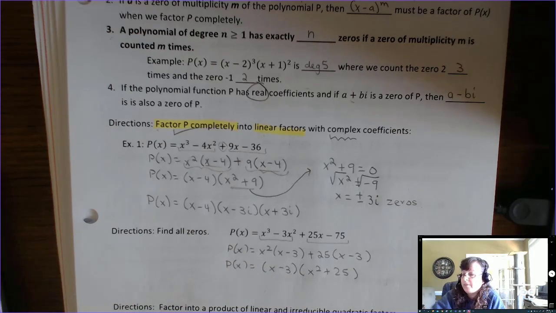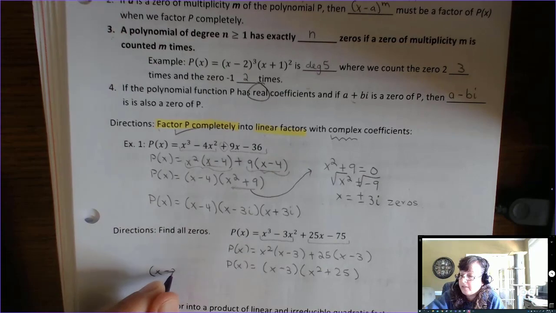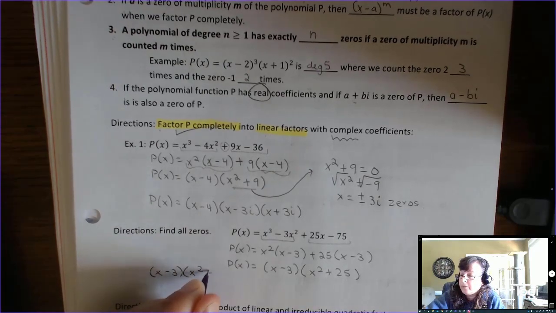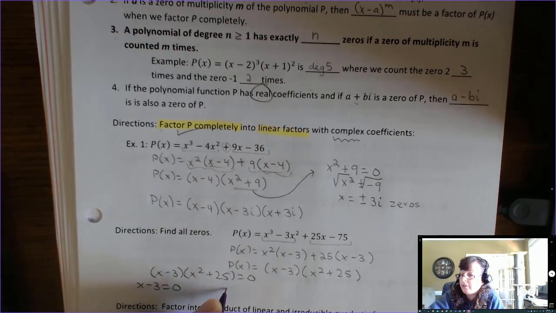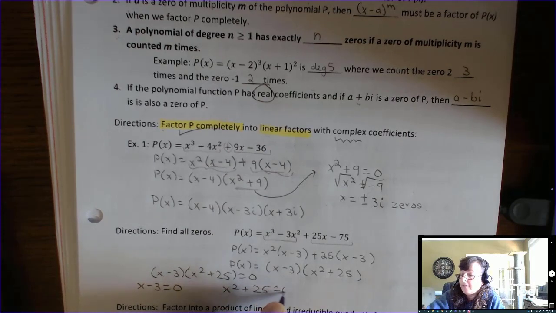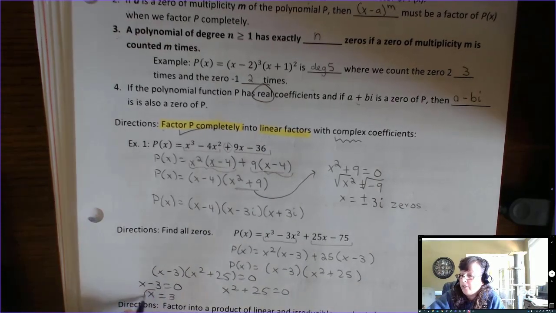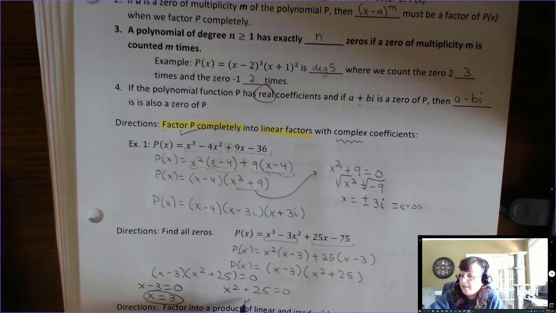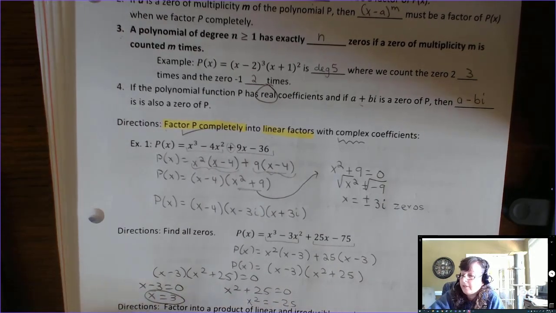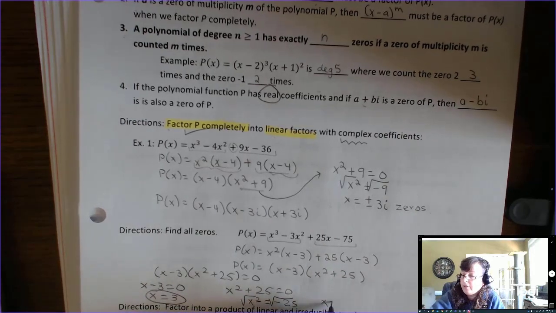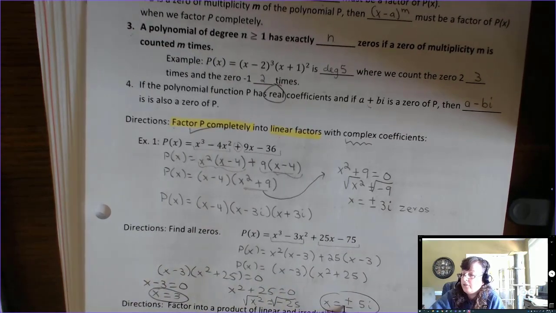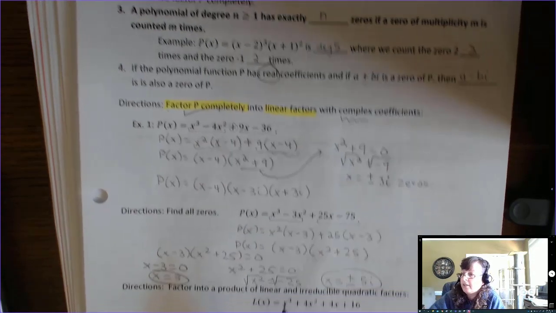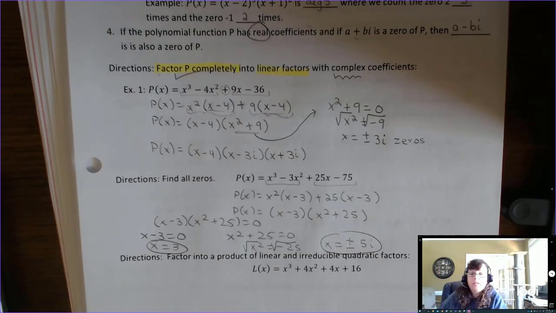So finding all zeros means you set this equal to 0. So x minus 3 times x squared plus 25 is equal to 0. Well, that means you set each factor equal to 0. X minus 3 equals 0. X squared plus 25 equals 0. So one of your zeros is a real root, 3. And the other two zeros come from x squared equals negative 25. Take the square root and you get x is plus or minus 5i. 1, 2, 3 roots, degree 3. So the number of roots is equal to the degree, if you count for multiplicity.